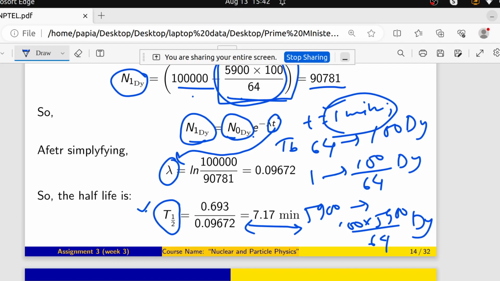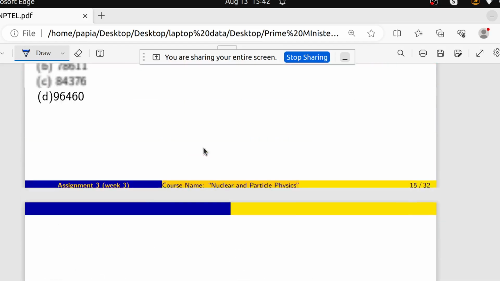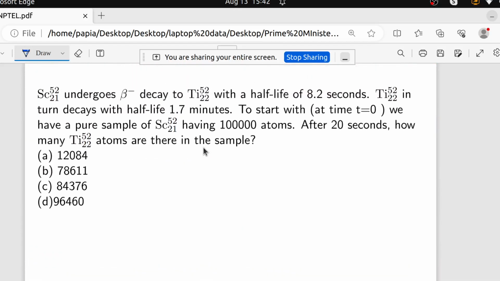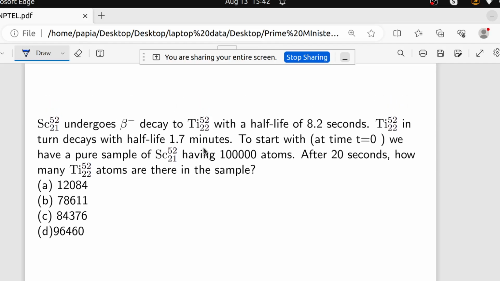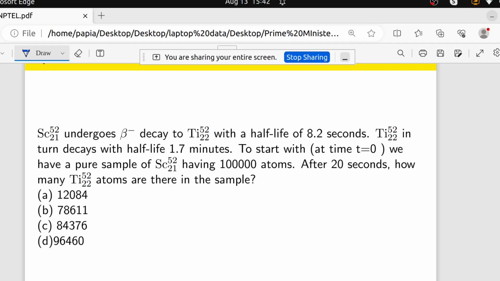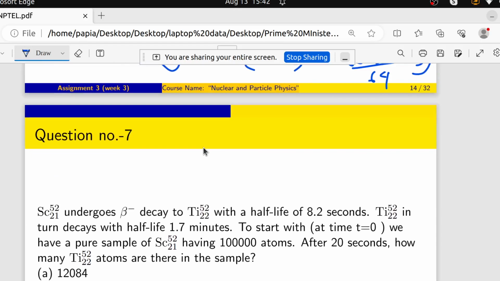Okay, so in the next question, what is the next question? You can see that the next question is asking about scandium. Scandium undergoes beta minus decay to titanium with a half-life of 8.2 seconds. Titanium in turn decays with a half-life of 1.7 minutes. To start with, we have a pure sample of scandium having 1 lakh atoms. After 20 seconds, how many titanium atoms are there in the sample?